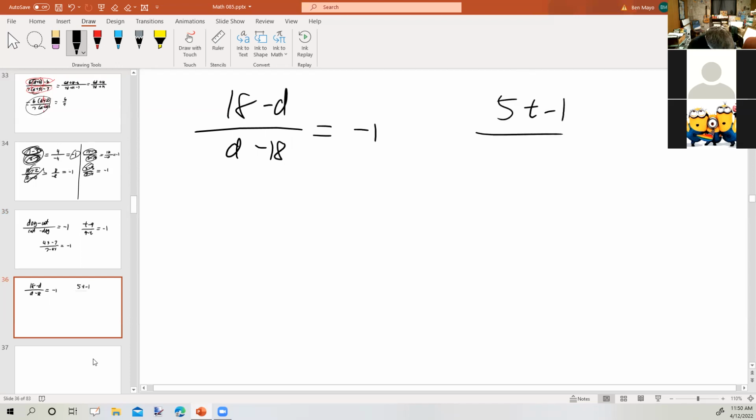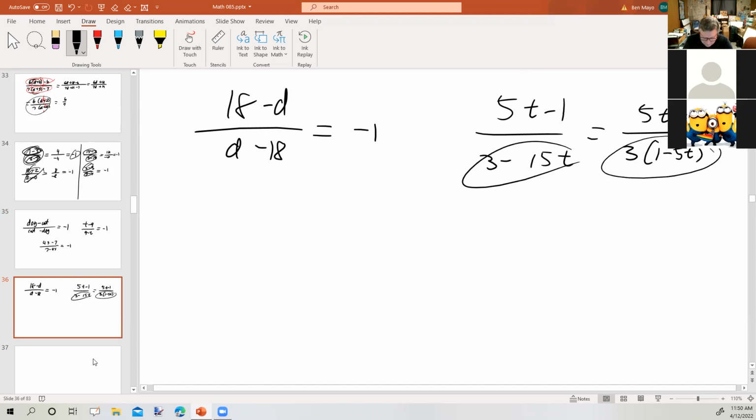What's 5t minus 1 over 3 minus 15t? Well, it's not -1. However, watch this. I can factor that to look like that. What's this right there? That would be -1. You were being too positive. You need to be negative. So this over this is -1. So I've got -1 over 3 because that 3 was still there. Remember, the answer is -1, not +1.